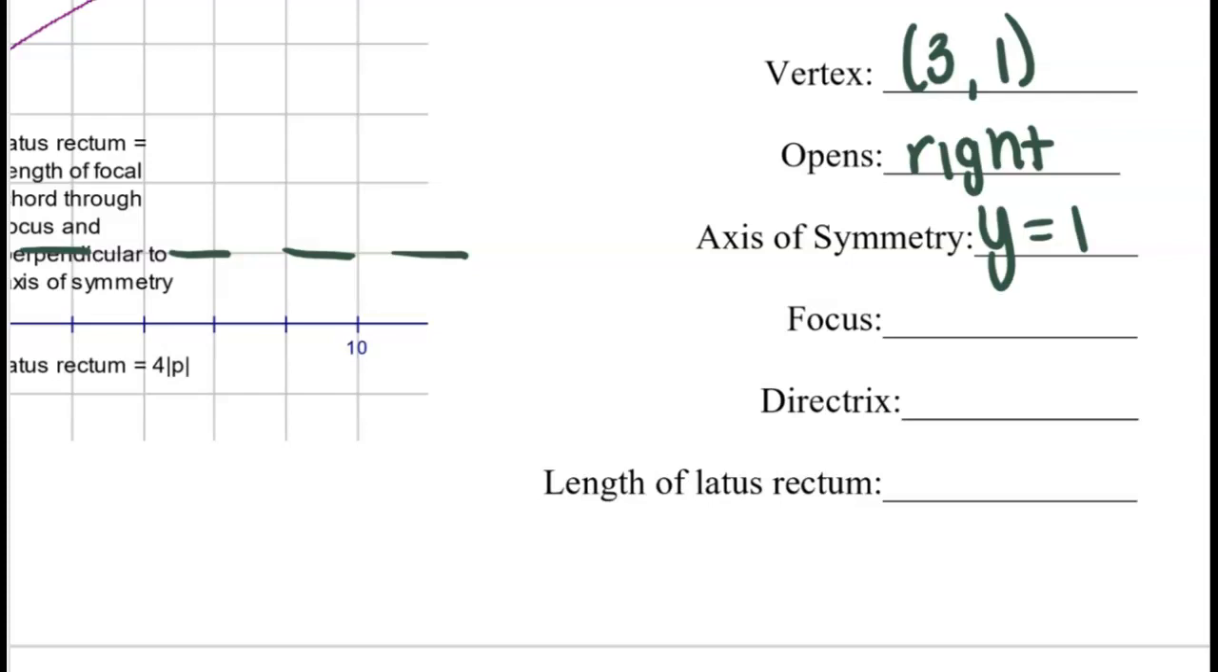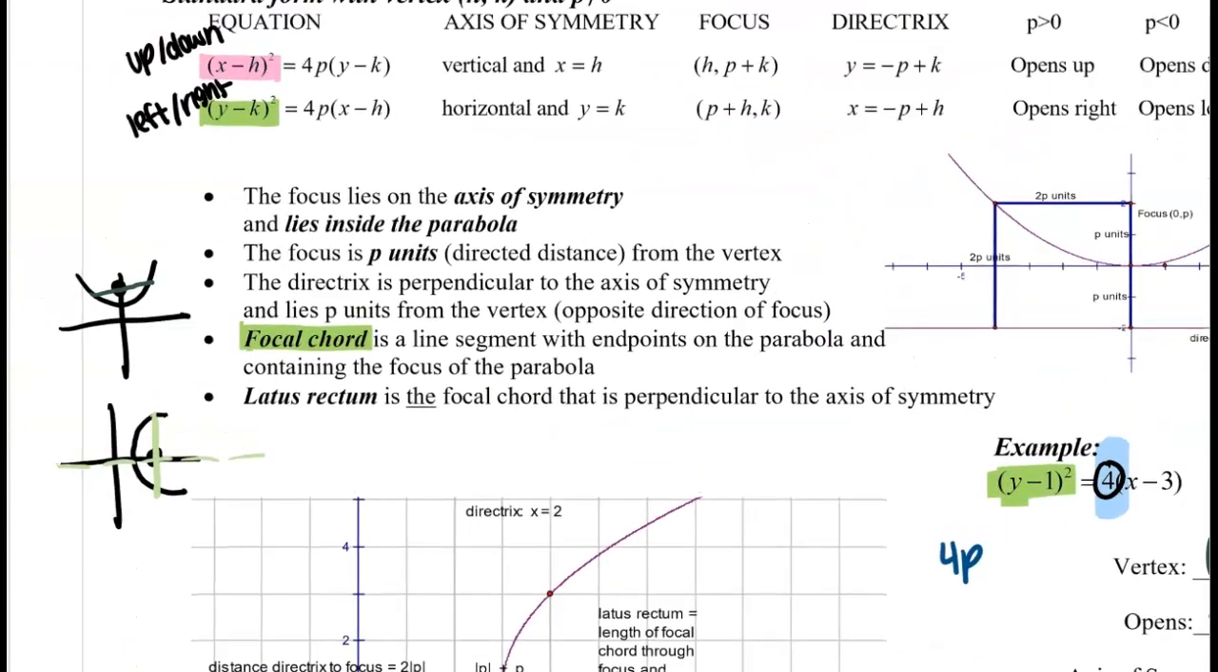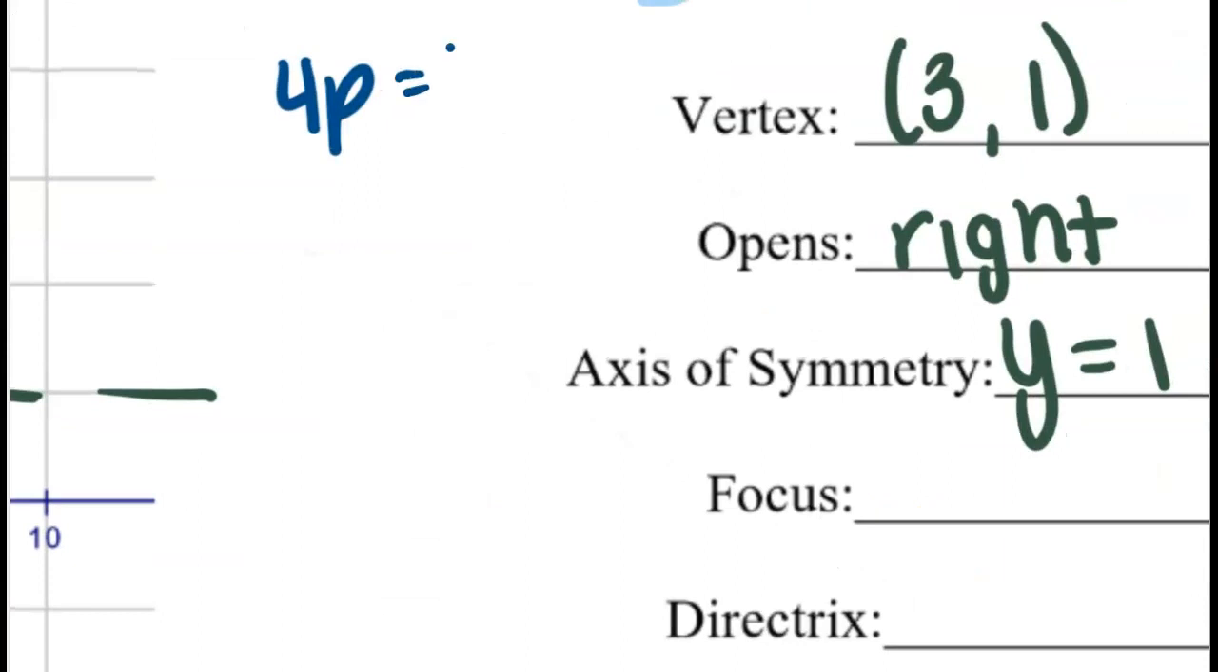I have to find P in order to find my focus and my directrix. So this number here in front is always equal to 4P from the equations above. So from here and here, 4P is equal to 4, which means P is 1. What does that tell me? That tells me that my focus and directrix are a distance of 1 away from my vertex.